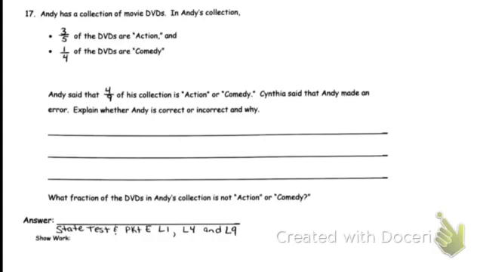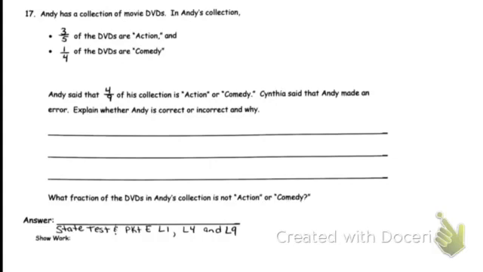Cynthia said that Andy made an error. Explain whether Andy is correct or incorrect and why. And then it has some lines to do that. And then it says, what fraction of the DVDs in Andy's collection is not action or comedy?